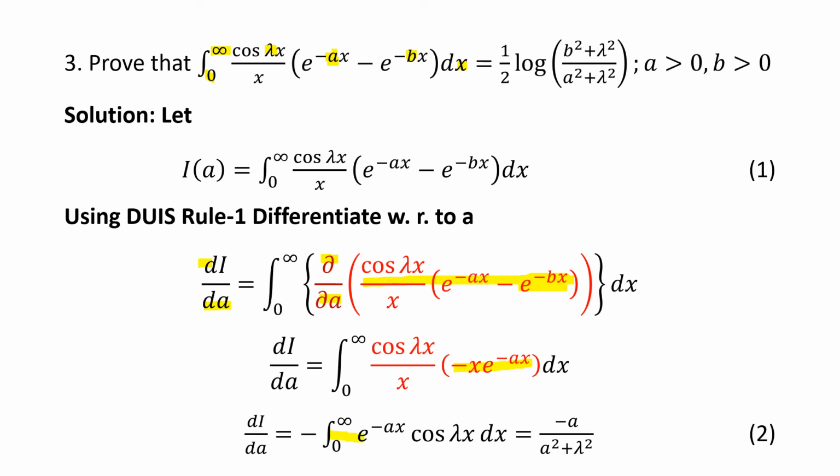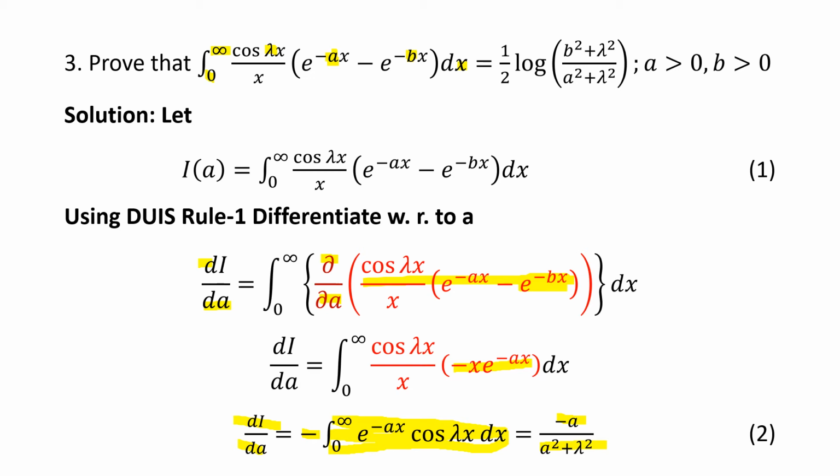So this integral you have to integrate with respect to x, keeping a as a constant. We have the direct formula for this. With this we get a upon a square plus lambda square as the value of this integral, and this minus sign we will get here. So you will get dI by da is equal to minus a upon a square plus lambda square.